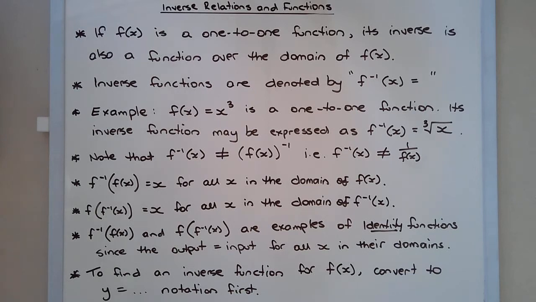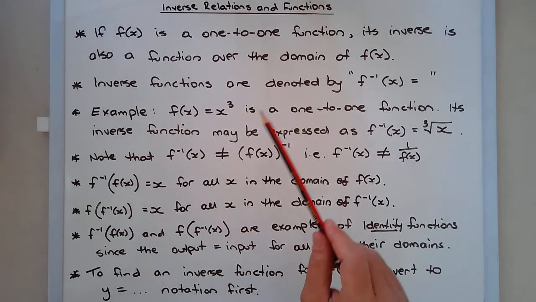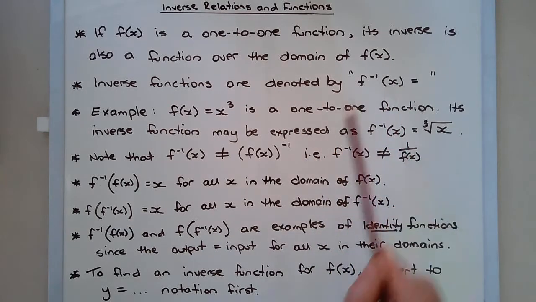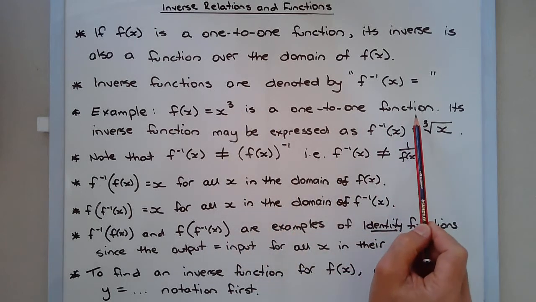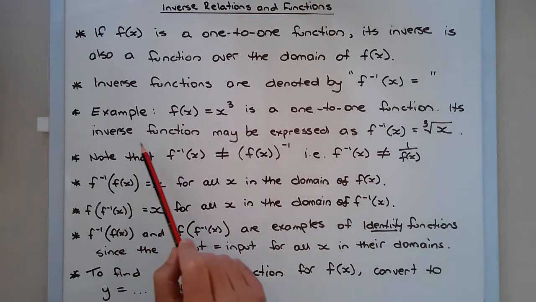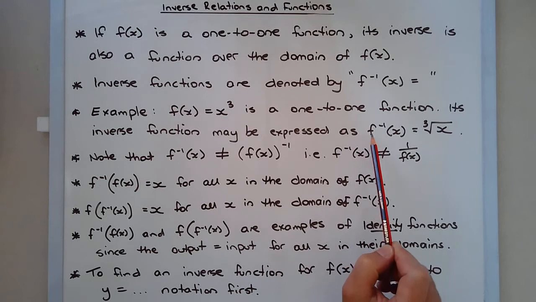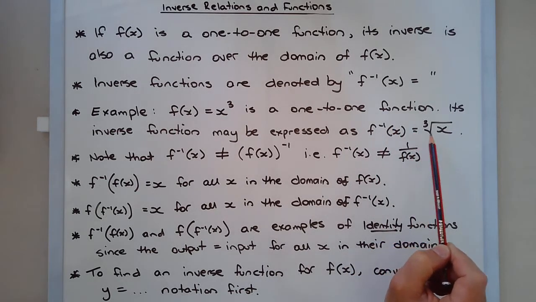If f of x is a one-to-one function, either naturally or by restriction of its domain, its inverse is also a function over the domain of f of x. Inverse functions are denoted by f to the power of -1 of x. So for example, f of x equals x cubed is a one-to-one function, so it'll have an inverse function. Its inverse function may be expressed as f to the power of -1 of x equals the cube root of x.